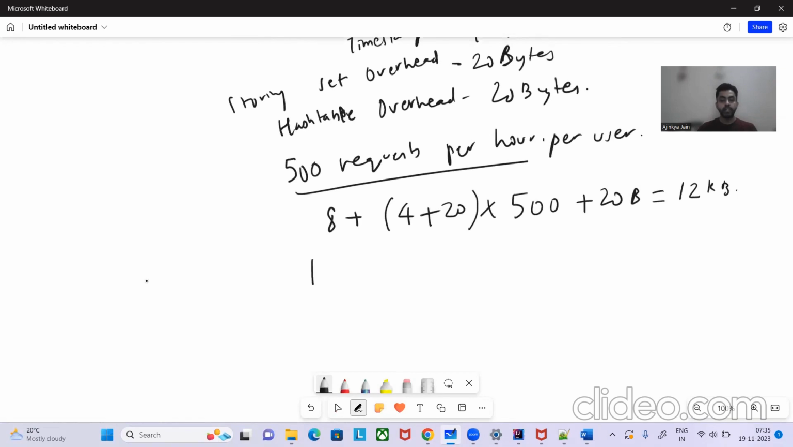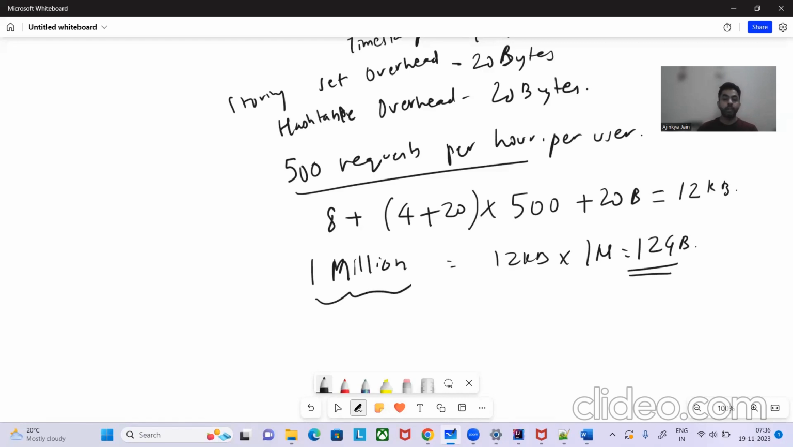And if you want to store for 1 million users, it will be 12 KB into 1 million, which comes out to around 12 GB. So for storing the timestamps for rate limiting for 1 million users, we will require 12 GB of storage. Definitely as the number of users increases, the storage is also going to increase.